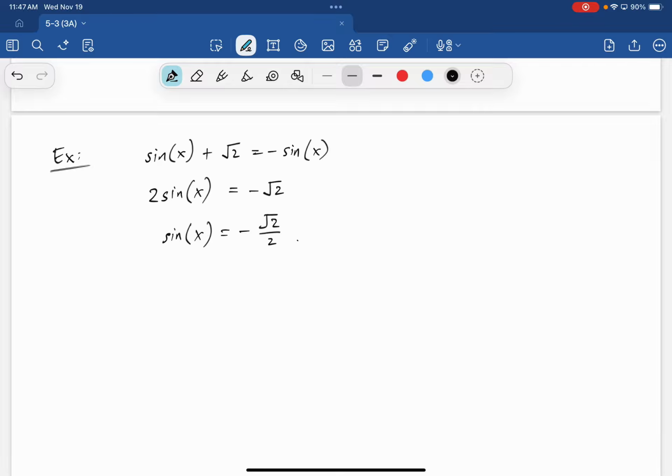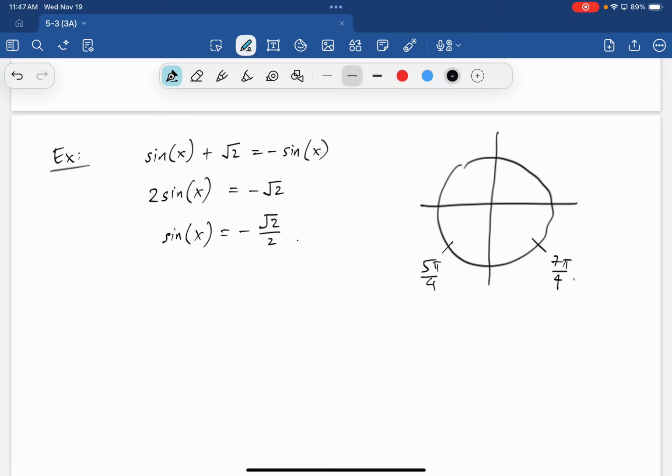And then we're going to go through the same process that we usually do. We're going to go to the unit circle and think about which points on the unit circle give us a y coordinate of negative root 2 over 2? That's going to be this point and that point. And so we know it should be a multiple of 45 degrees, or pi over 4. And so this one is 5 pi over 4, and this one is 7 pi over 4. Pi plus pi over 4, and 2 pi minus pi over 4.